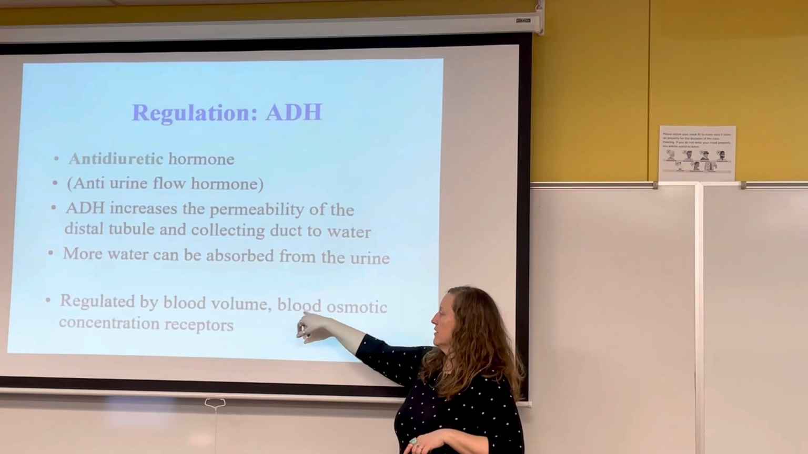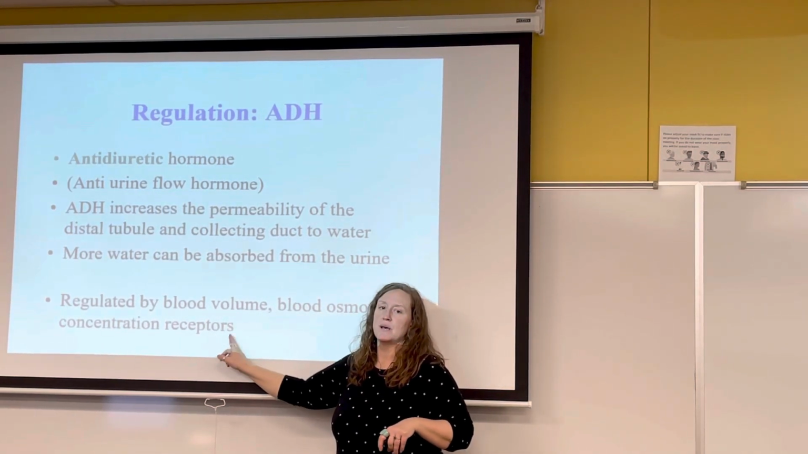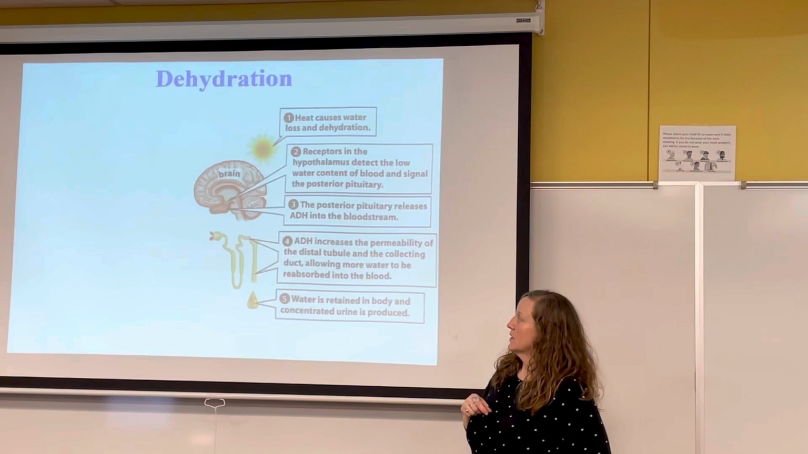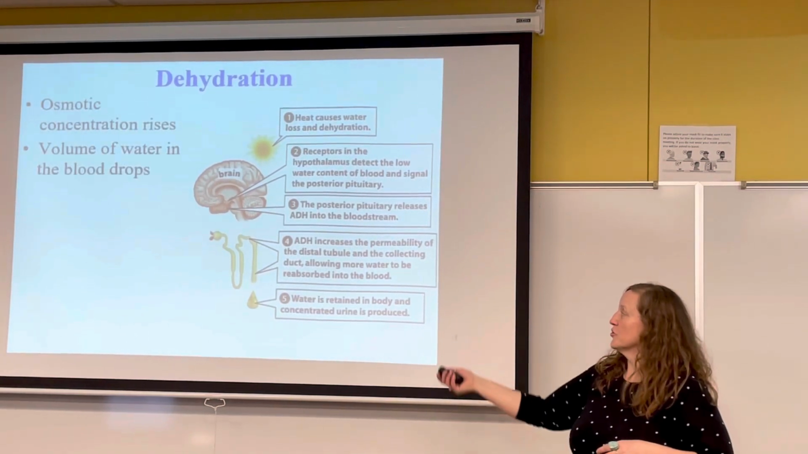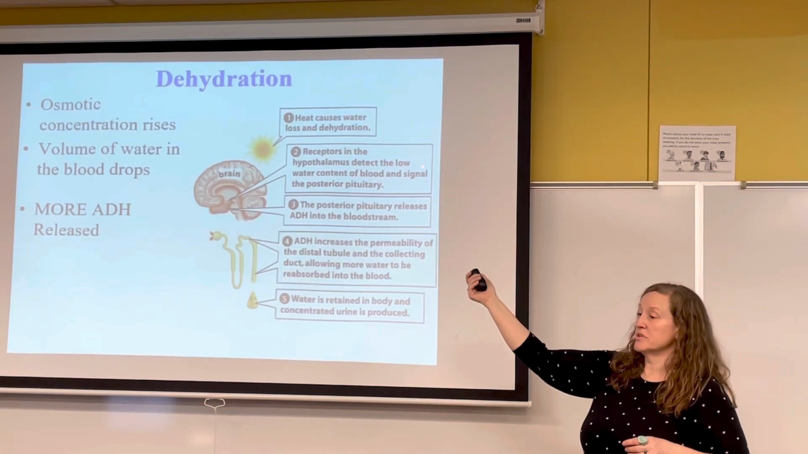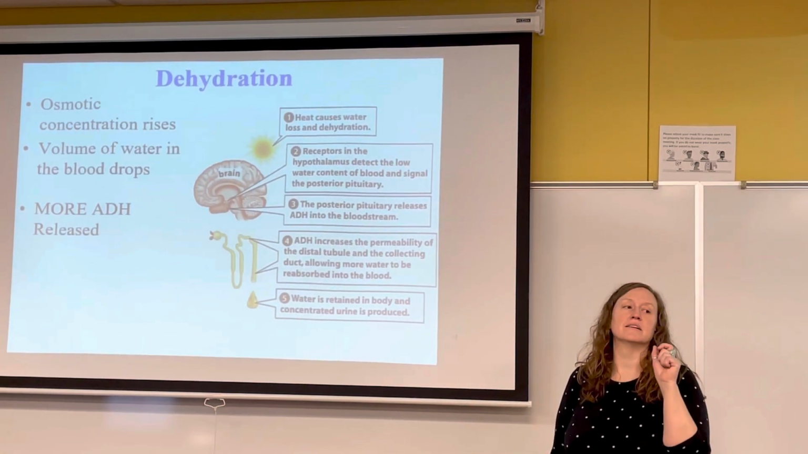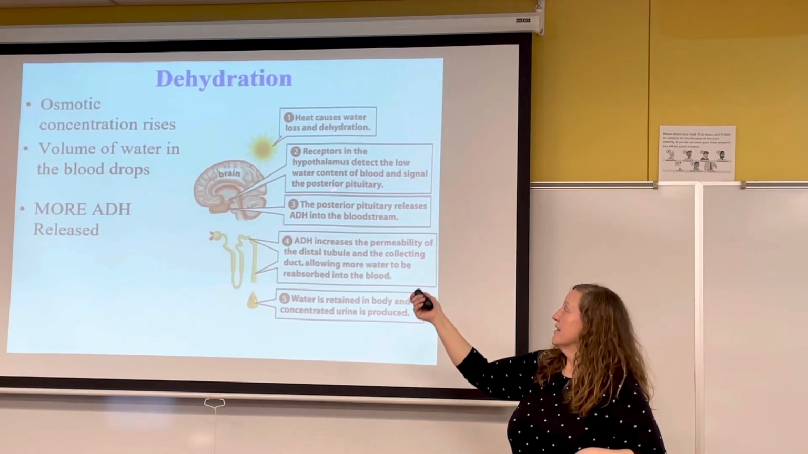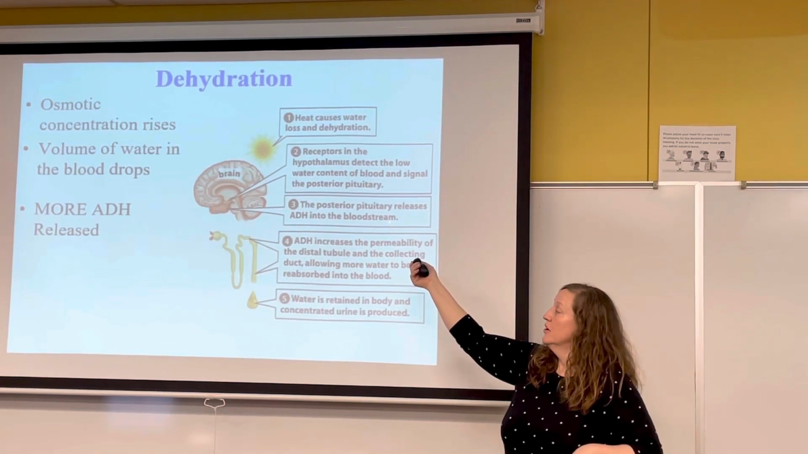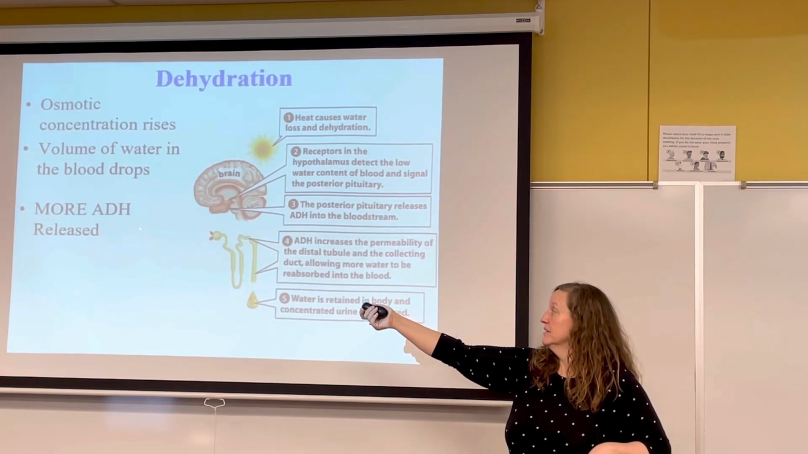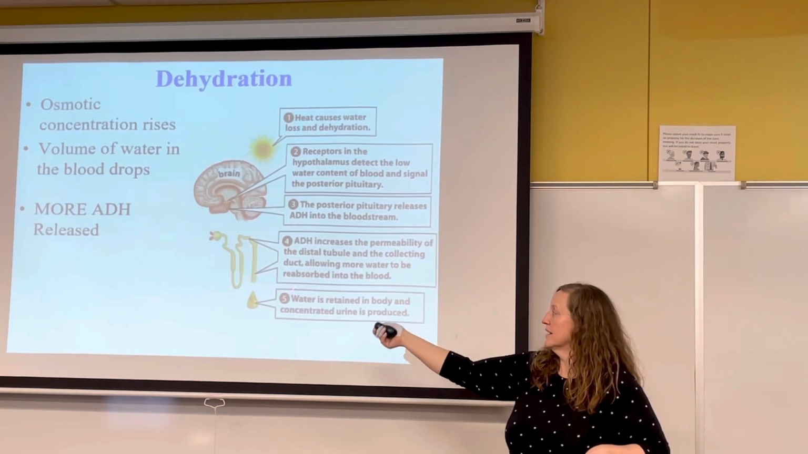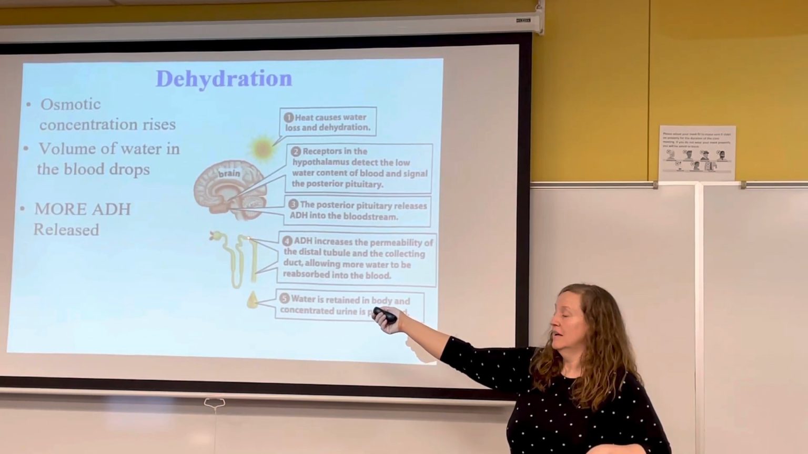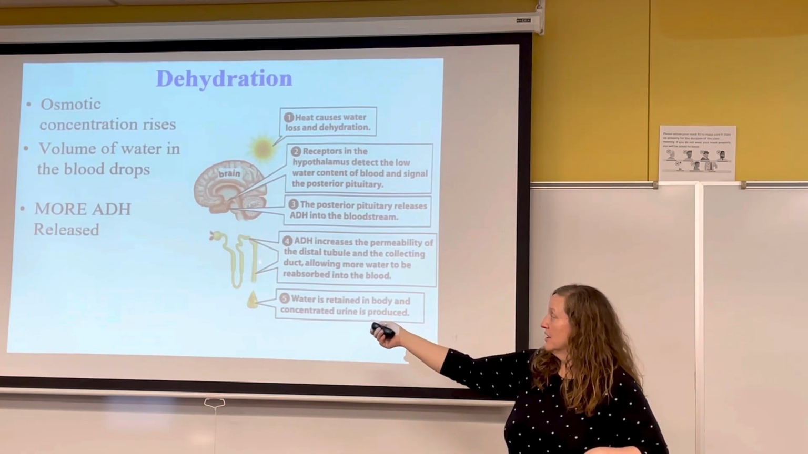Meaning that in the kidney, there are blood osmotic concentration receptors, which say, hey, is there enough blood? Is there enough water in the blood? So when you're dehydrated, your brain has receptors in the hypothalamus that notice that the water content of the blood, the osmotic concentration of the blood, is very low. So the hypothalamus tells the pituitary gland to release ADH into the blood. The ADH travels in the blood to the kidneys, and it specifically tells the distal tubule, right here, of the nephrons, and the collecting duct to take water and put it back into the blood.